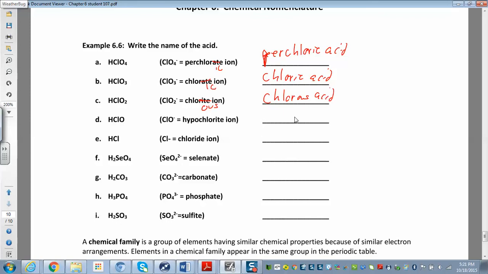And hypochlorite becomes hypochlorous acid. And -ide, oh, now what do I do to -ides? -Ides get a prefix, hydro, and then chloric acid. So this becomes hydrochloric acid. What do I do to -ates? -Ate becomes -ic. So this is just selenic acid. Carbonate becomes -ic. This is carbonic acid.